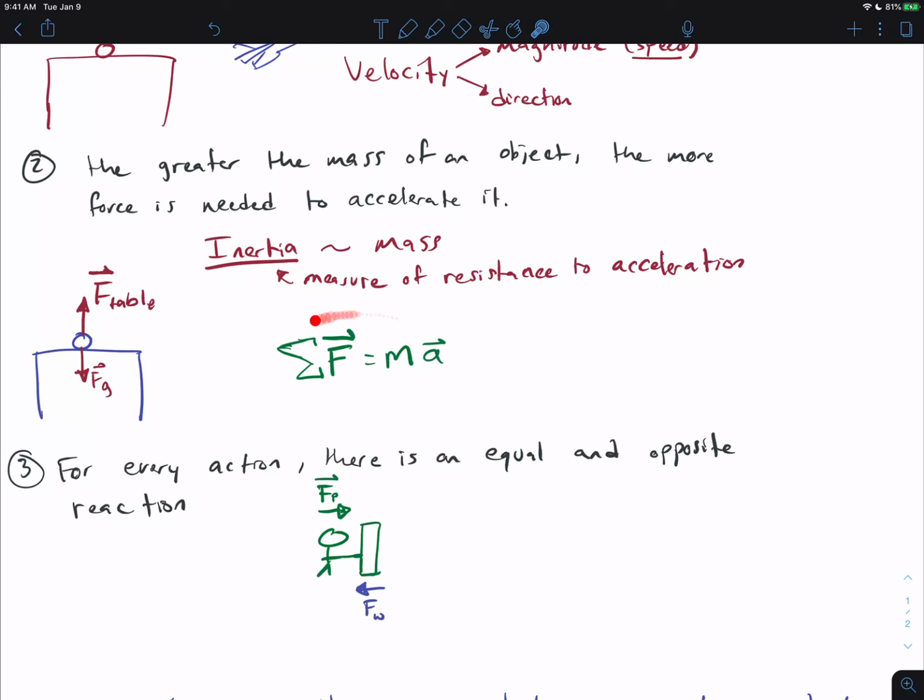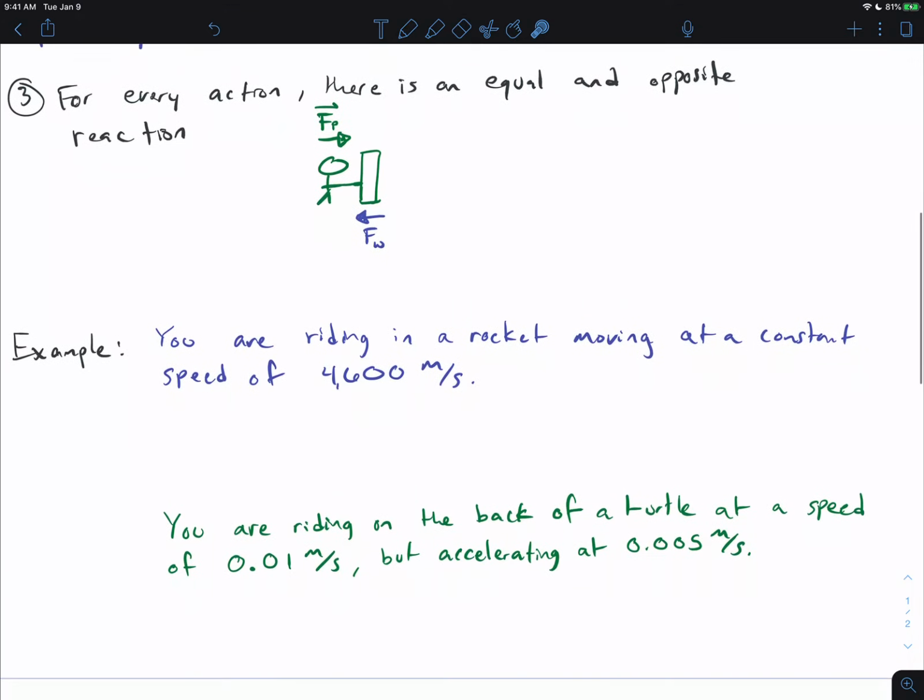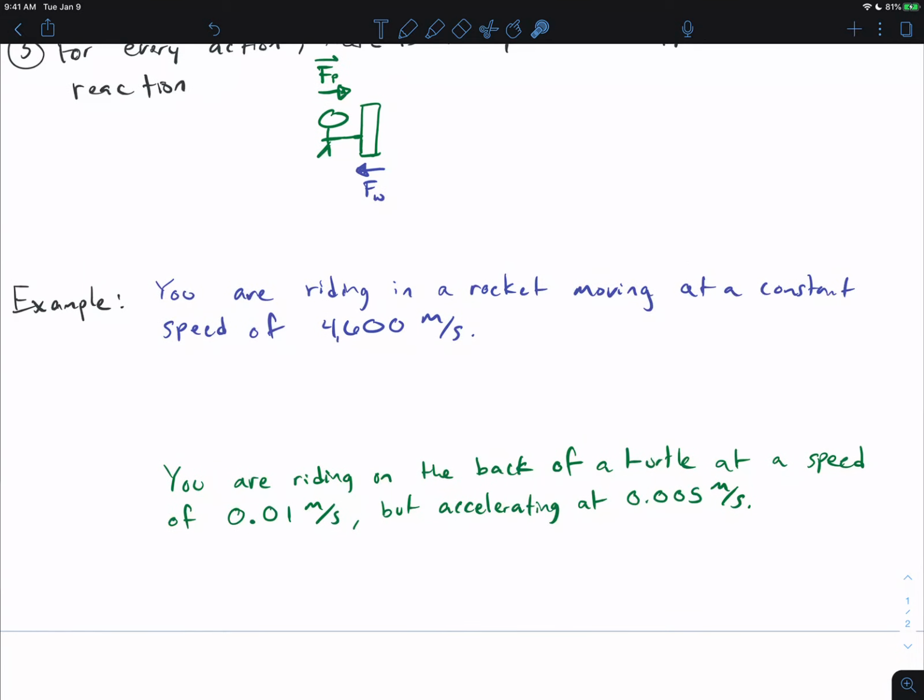Right now, I really want to focus with you guys on this Newton's second law right here, this idea of adding in inertia. So let's go ahead and do an example. In this example here, I have two scenarios. I want you guys to think about this, okay, before we work through them together. Okay, so in the first scenario, you're riding on a rocket moving at a constant speed of 4,600 meters per second. Right, that's super, super, super fast. Okay, so this is like what? Almost a 5K, so like almost 3 miles every second. Right, so super fast. So you're riding on this rocket. You're moving at an incredibly fast speed.